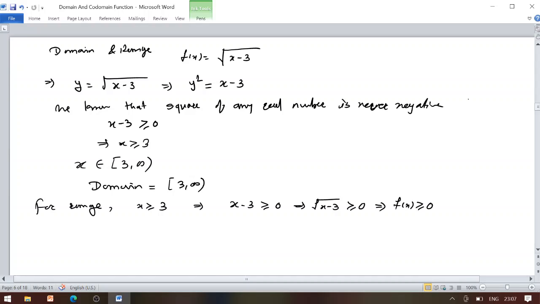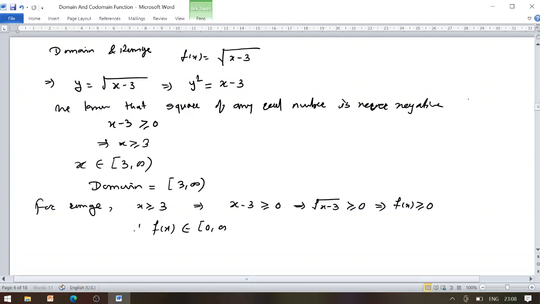And it is well known that the positive square root of any positive or 0 real value is never negative. So ultimately f of x is greater than or equal to 0. Keep in mind, in terms of the interval, f of x belongs to the semi-closed interval 0 comma positive infinity. So the range is the semi-closed interval 0 comma infinity.